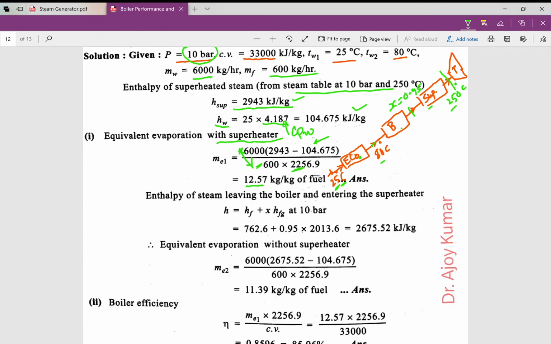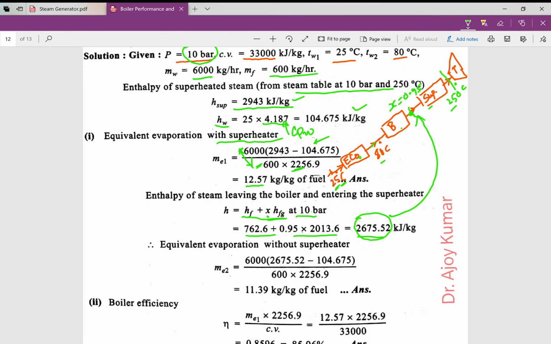Right? Now what is the enthalpy of steam at the outlet of the boiler over here? So dryness fraction is already given, x. So at 10 bar, let us calculate. This is equation for wet steam. So HF plus XHFG at 10 bar, we can calculate, it comes out. So this is enthalpy of steam produced at the outlet of boiler.